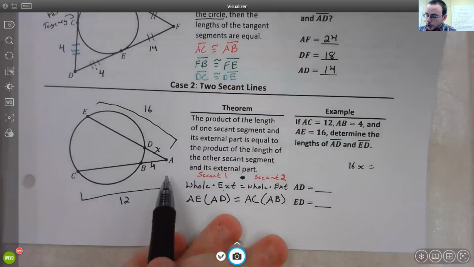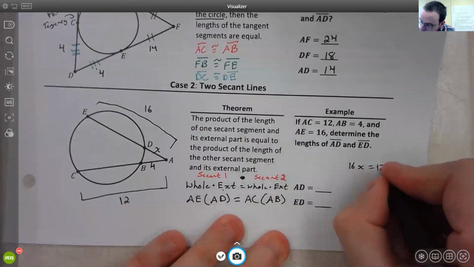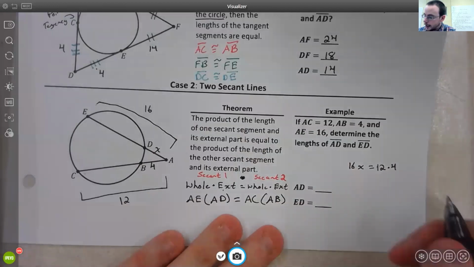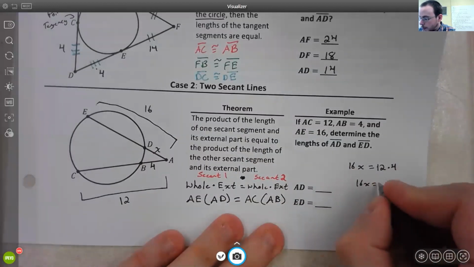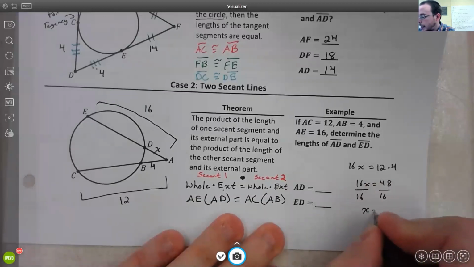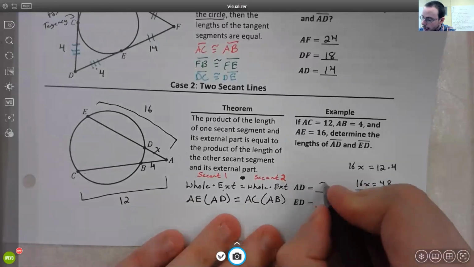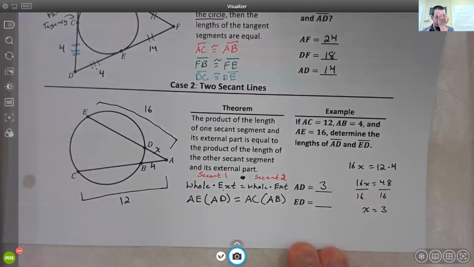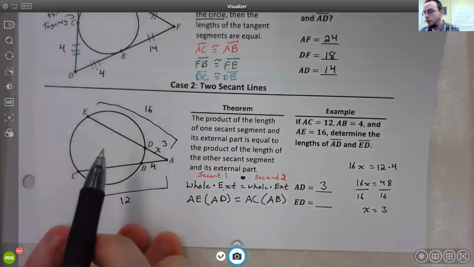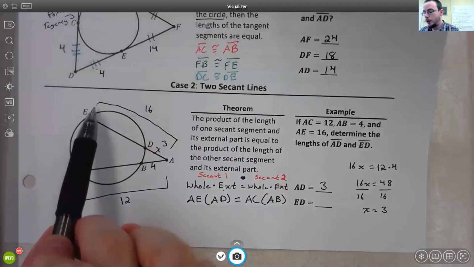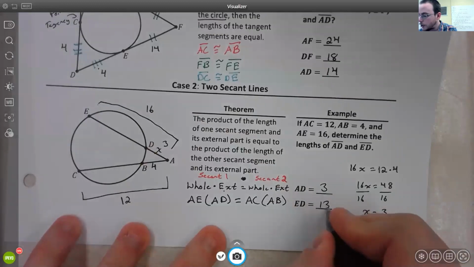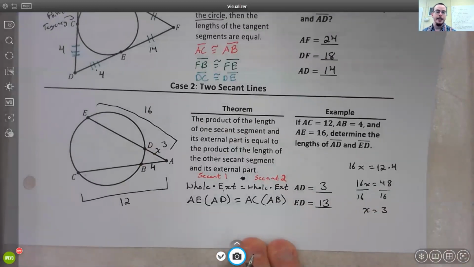and that's going to be equal to the other whole thing, which is 12, times its external part, which is 4. So 16x drops down, 12 times 4 is 48, divide both sides by 16, and we get that x is equal to 3. So AD is equal to 3. And so since we know that AD is 3, and we know the whole thing is 16, we can take 16 minus 3 and get 13 for line segment ED.